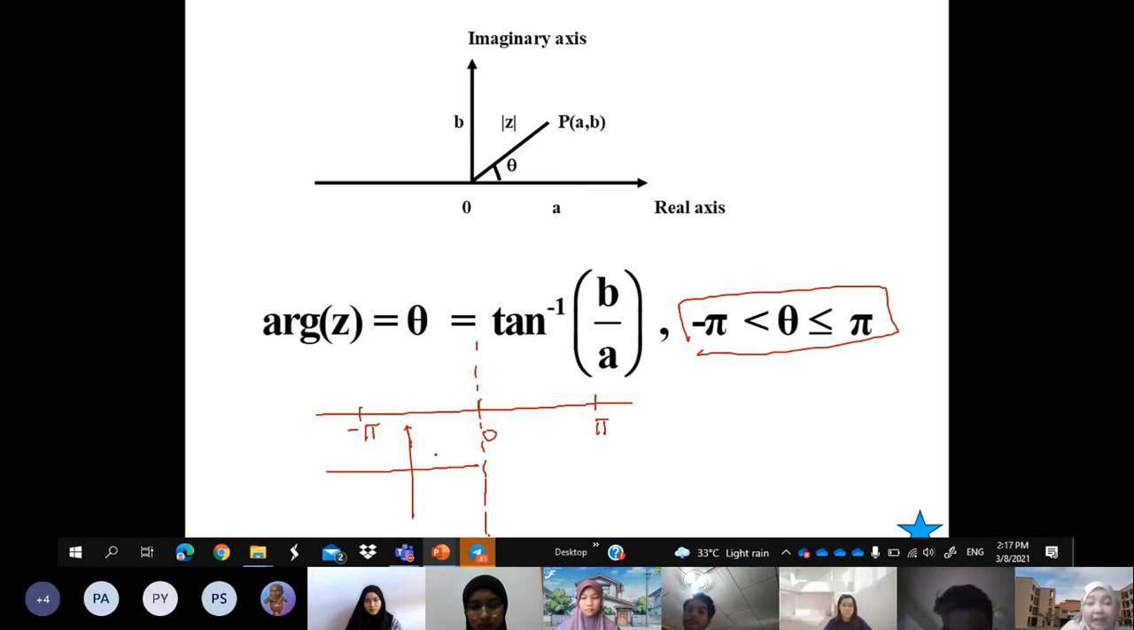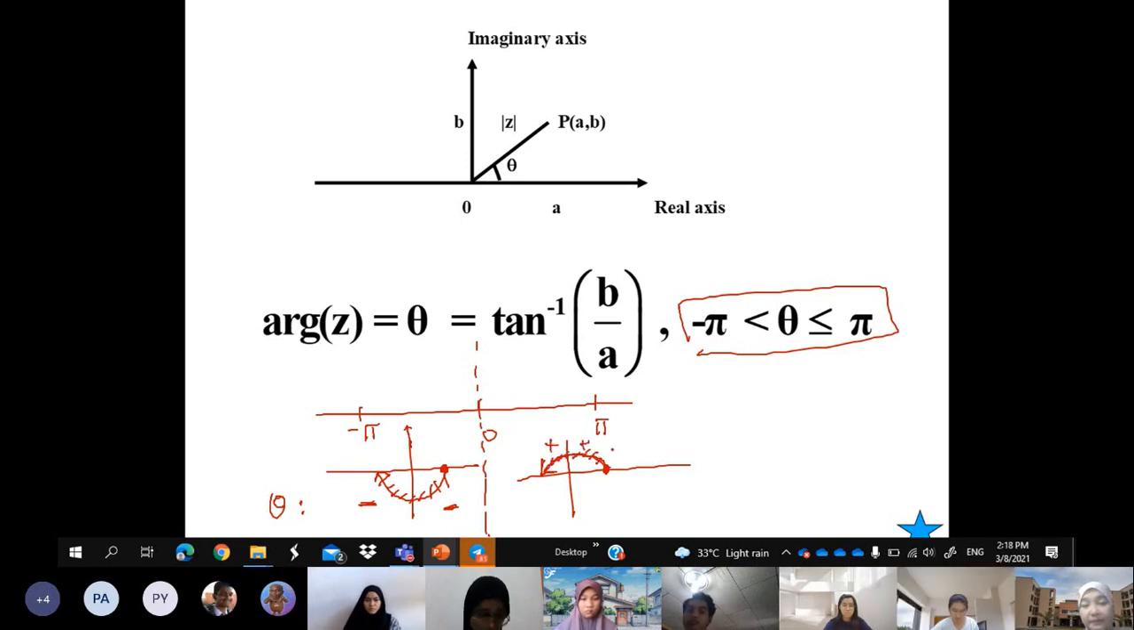So theta starts from 0 going to negative pi like this. Theta is negative means that point P lies in the third or fourth quadrant. When from 0 to pi, this is the positive side, theta positive.